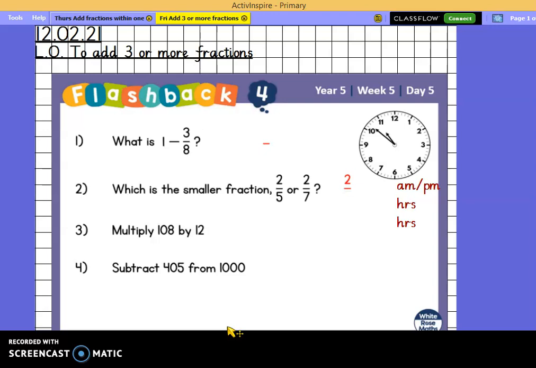Let's go for it. Please record your date and learning objective in your book. Today we're going to build on yesterday's work where we added 2 fractions, and today we're going to add 3 or more fractions together. Please record your flashback 4 and your times. Pause the video while you do this, then come back with your blue pen.